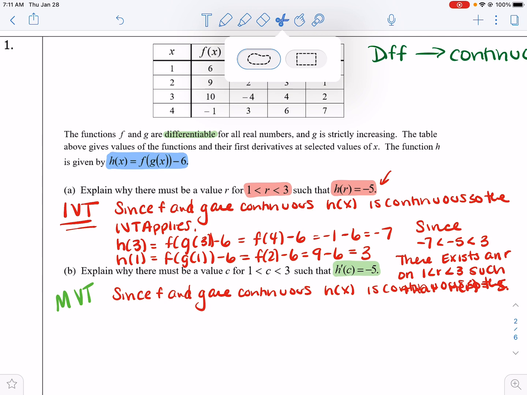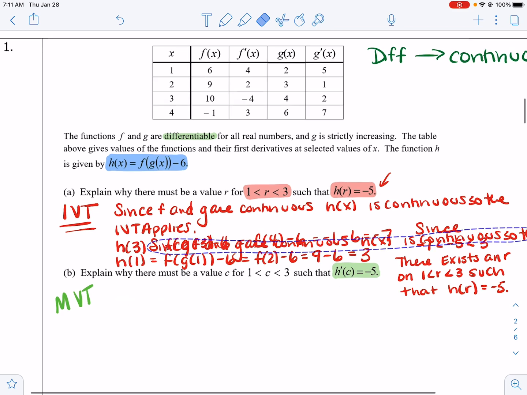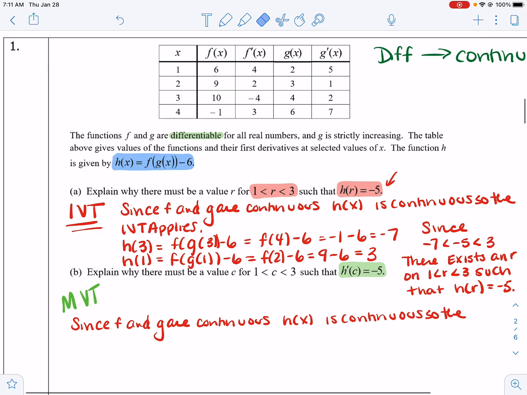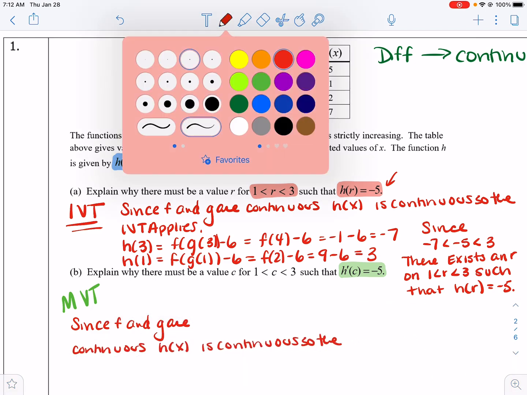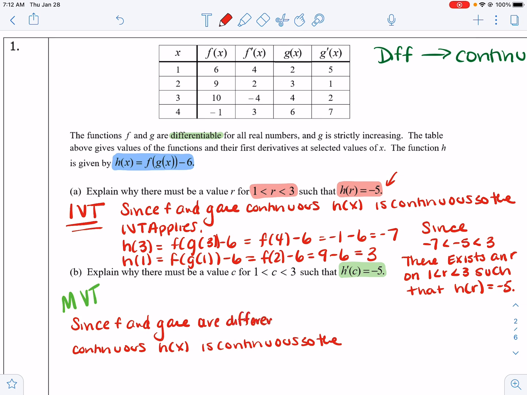Here we go. Just going to say, since f and g are differentiable, therefore they're continuous. So I'm just going to add in that other condition here that we need and that we discussed. Since f and g are differentiable, they are therefore continuous, which means that h of x is continuous and differentiable. So this basically applies because h of x is made by f and g. Once we know that, then we can say that the MVT should apply on that interval.